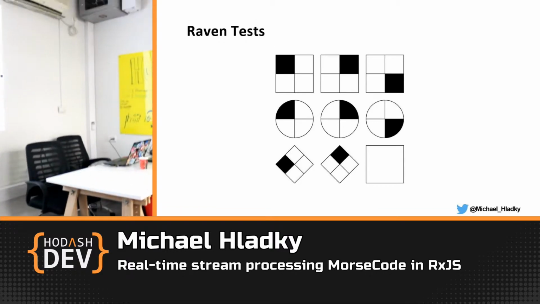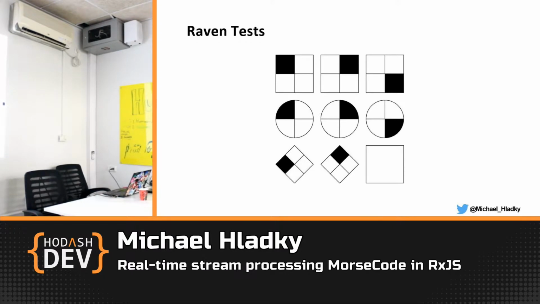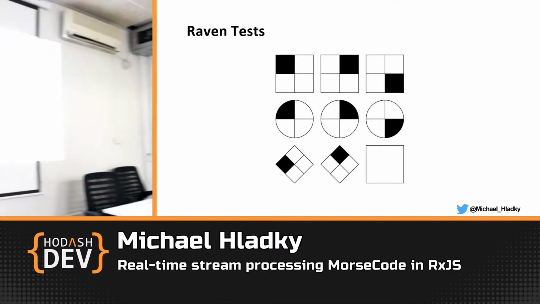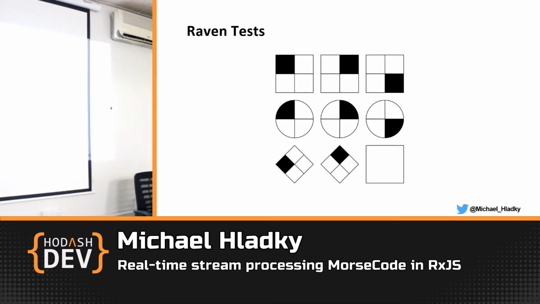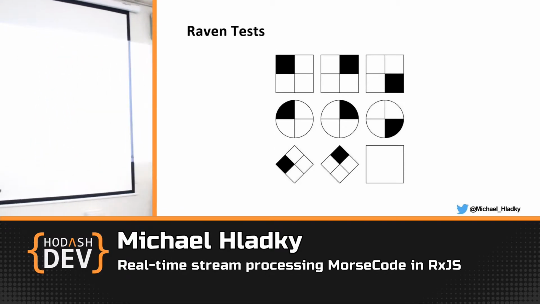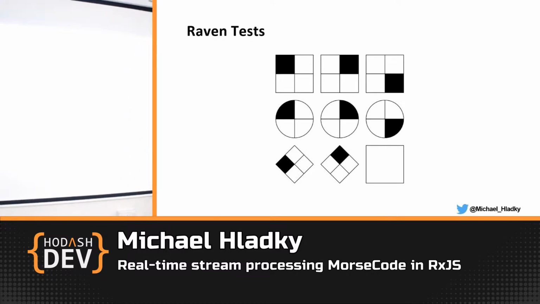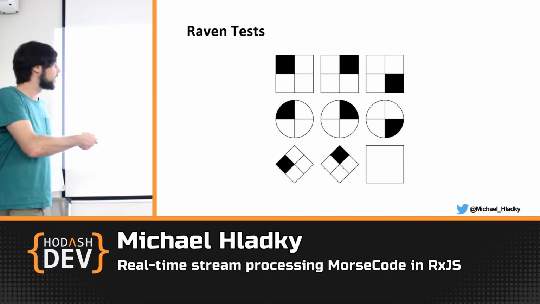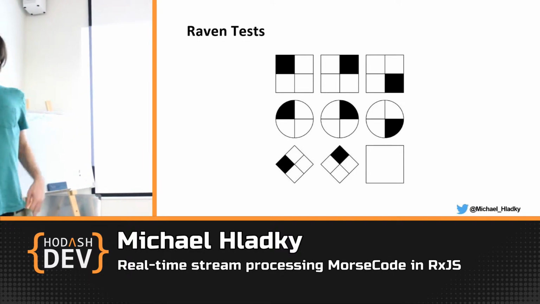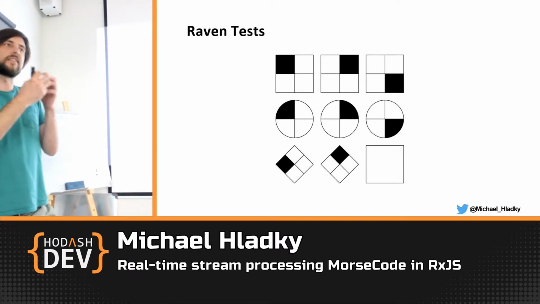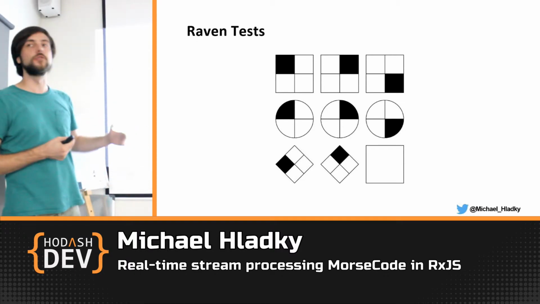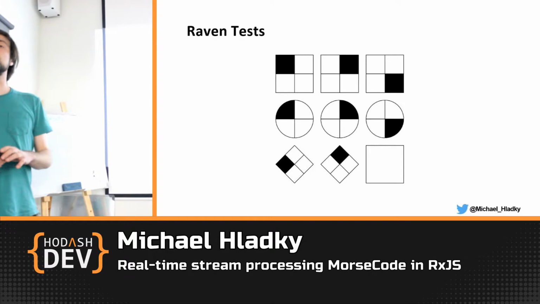What is a Raven test? A Raven test checks your skill of looking for commonalities in patterns. You have two completed patterns here and one incomplete pattern, and the goal of this game is to find the missing piece. If you are able to realize the system behind it, the commonality of those two patterns, then you are able to solve the third pattern here.